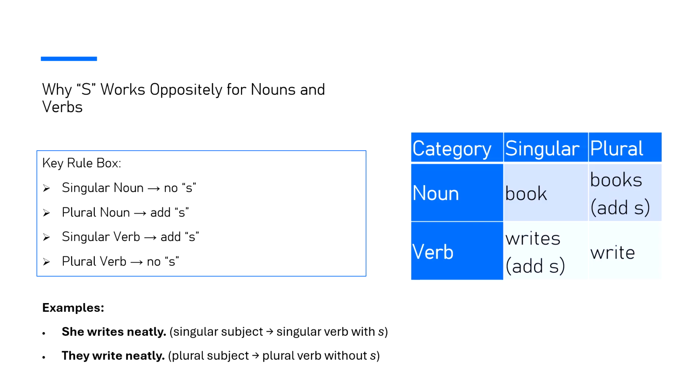Just remember this simple pattern. Singular noun, no 's'. Plural noun, add 's'. And for verbs, singular verb, add 's'. Plural verb, no 's'. This is why we say she writes, but they write. If you keep this opposite pattern in mind, subject-verb agreement becomes much easier and most exam questions will feel straightforward.